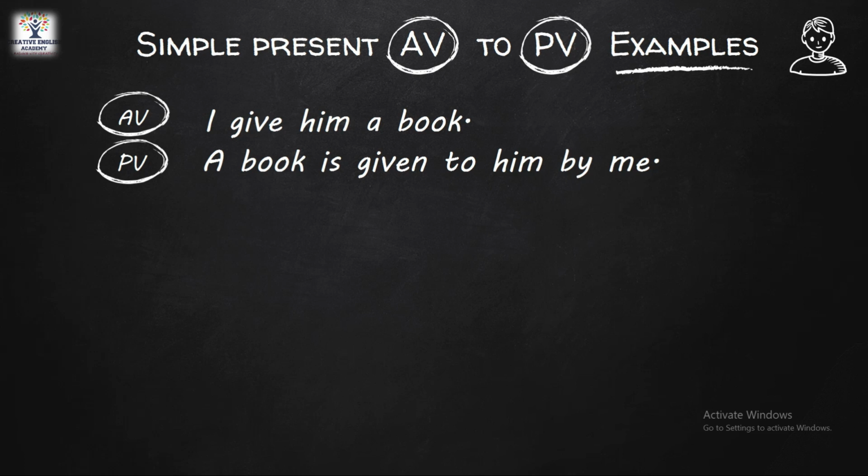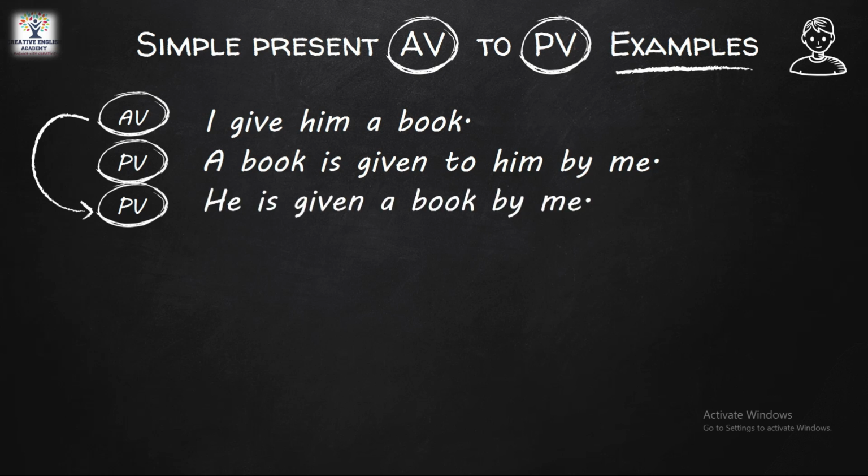You just ask the question to the verb with what and whom. If we ask here a question like what I gave him, we get a direct object, that is a book. If we ask one more question, whom I gave a book, we get one more object, that is him. So we can change the voice of this sentence by using both the objects. First one, a book is given to him by me, and another passive voice is he is given a book by me. So we can have two answers to this kind of question.